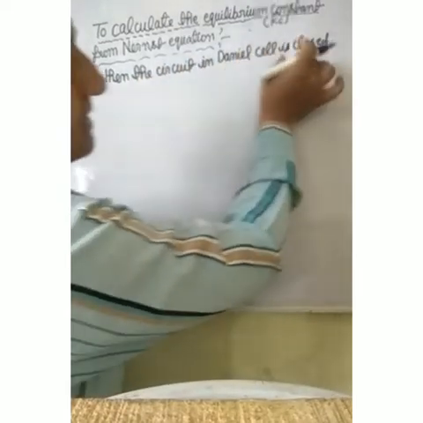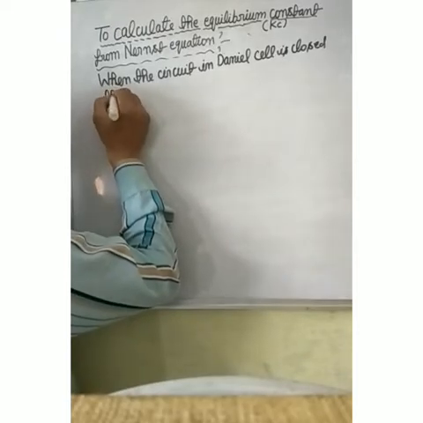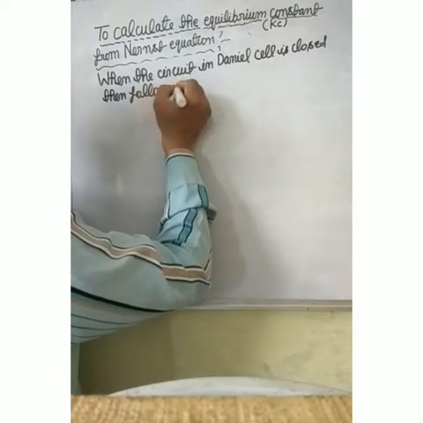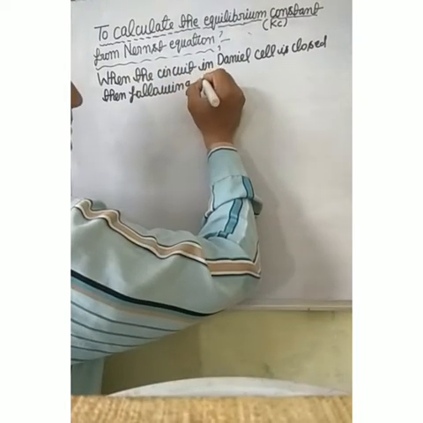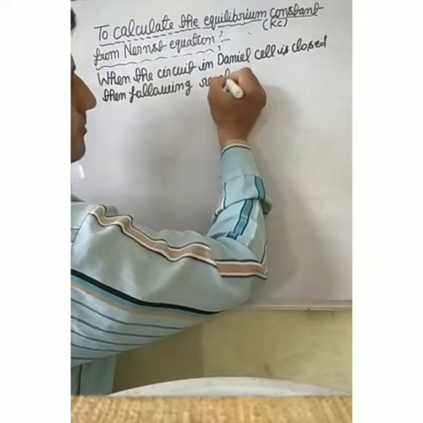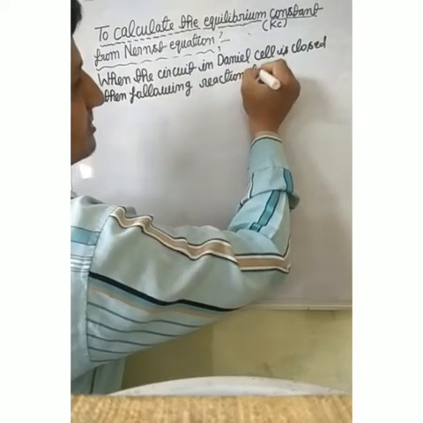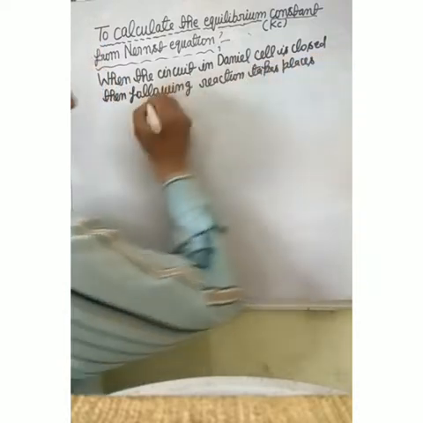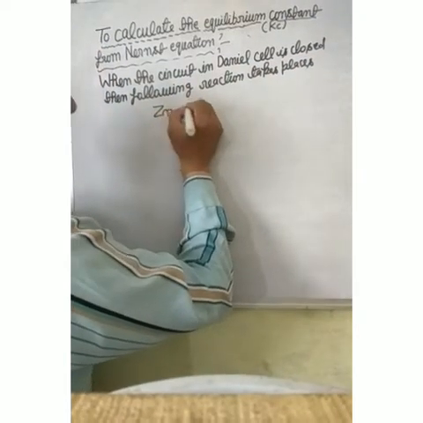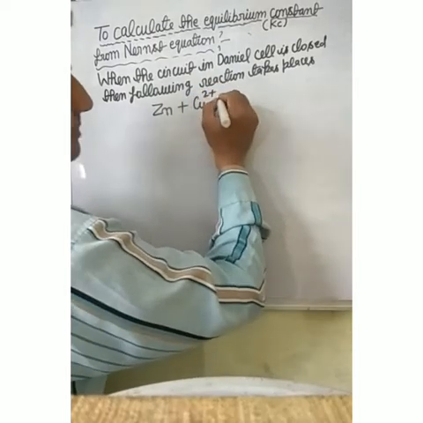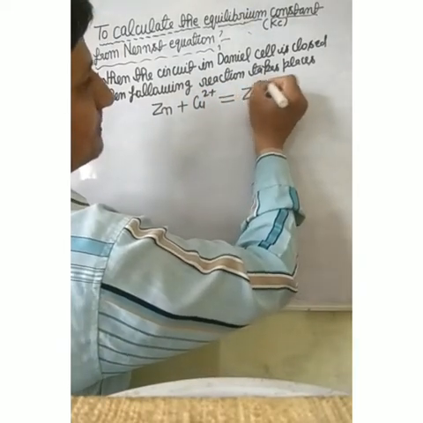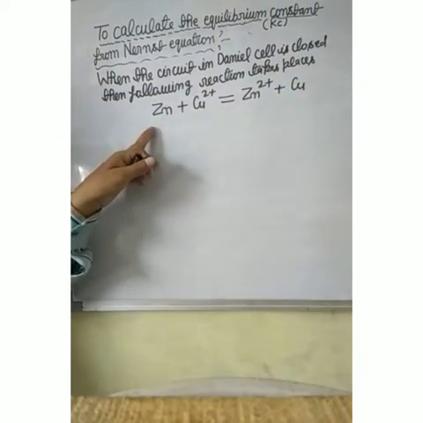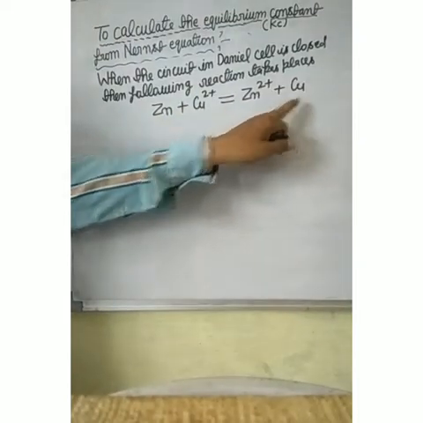When the circuit in the Daniell cell is closed, then the following reaction takes place. Look here. Zinc plus copper ion is equal to zinc ion plus copper. So this is the reaction.